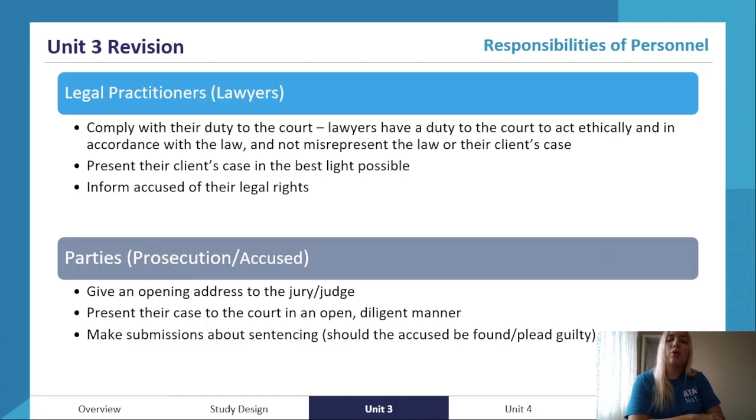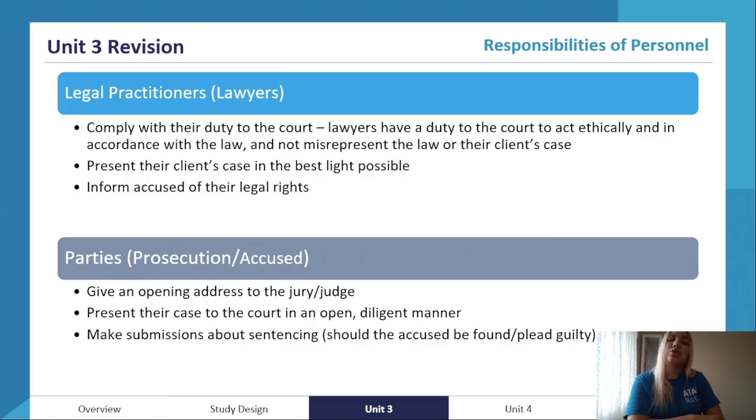They also have to inform the accused of their legal rights. They have to provide recommendations as to what they should do within the trial and how they should do it, but ultimately allow them to make their own informed decisions of how they want their case to be presented. The parties include the prosecution and the accused. They will either do these roles if they don't have a legal practitioner, and if they do have a legal practitioner, all of these tasks will be conducted on behalf of them by their lawyers, okay?